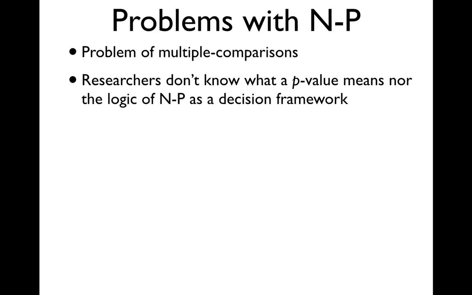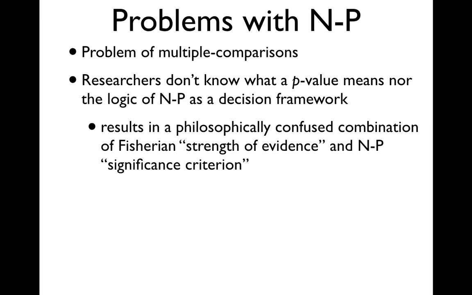They also don't understand the logic of the Neyman Pearson framework. So oftentimes you'll get this combination of the Fisherian perspective and the Neyman Pearson perspective. They'll start talking about things like marginally significant, as if that were in some way philosophically coherent. These are two very different perspectives on what to do with the p-value.